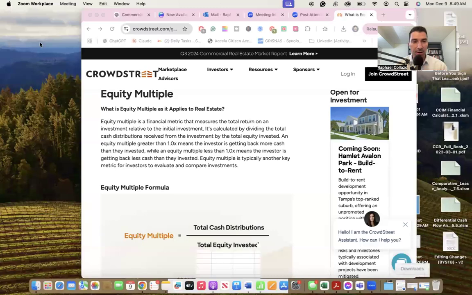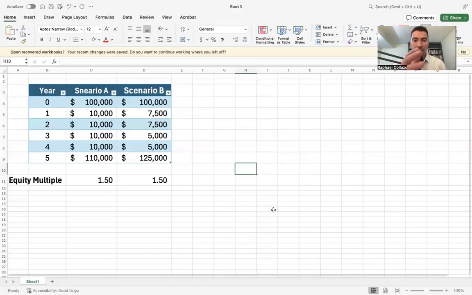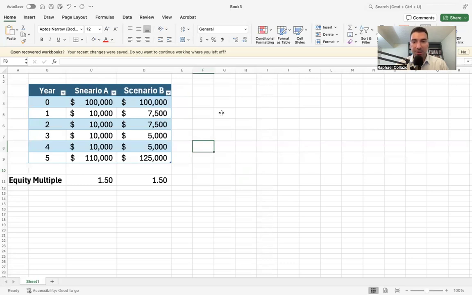All right, so in this particular scenario, we are looking at scenario A and scenario B. The reason why I created two scenarios is so you could see that the equity multiple is unchanged in either scenario. But let's look at scenario A. You have $100,000 you're looking to invest in, let's call it, a multifamily syndication. The promised returns over that period of time are $10,000 in year one, $10,000 in year two, $10,000 in year three, $10,000 in year four. And in year five, they end up selling the investment and you receive your initial $100,000 back plus $10,000 in the form of distributions as well.